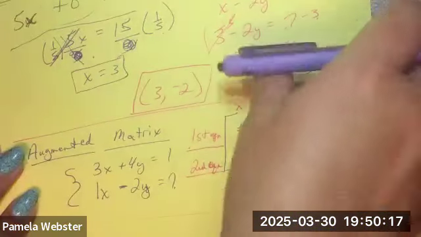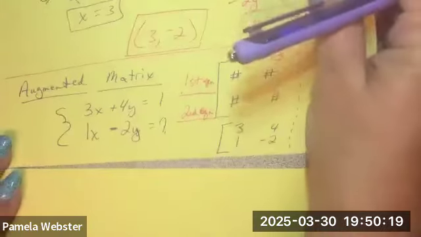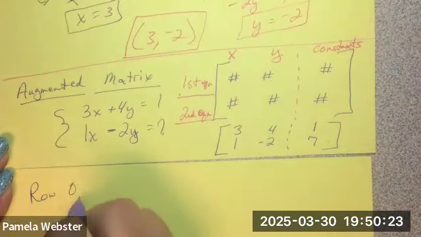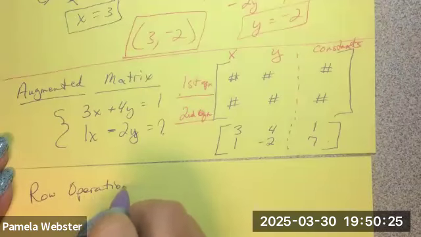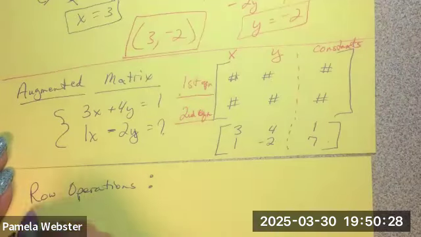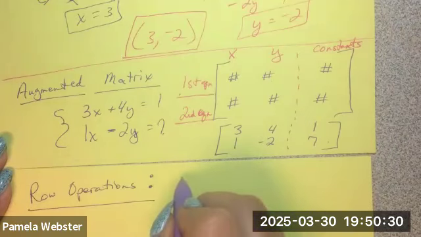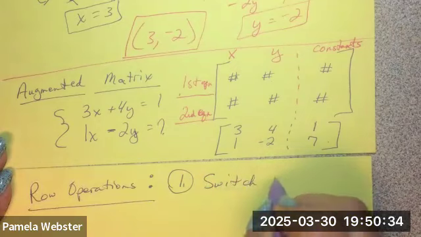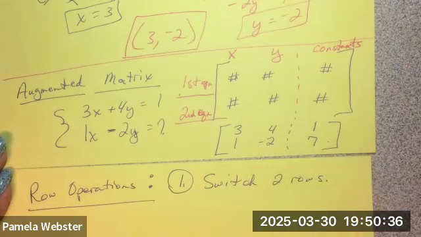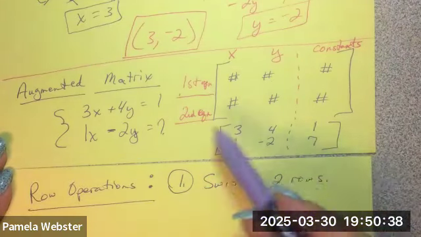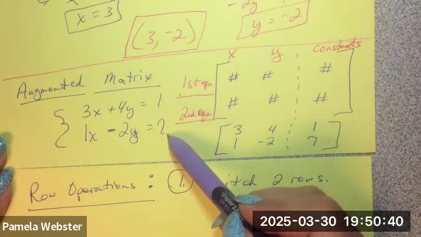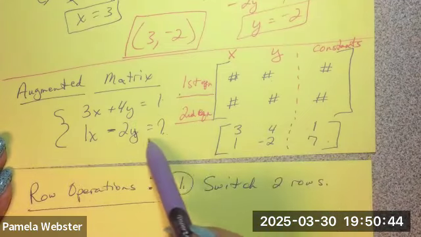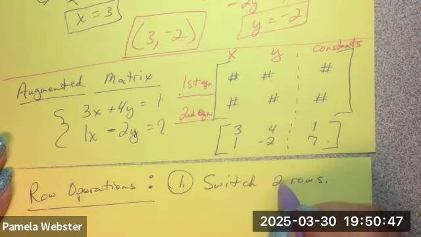We are going to have things that we call row operations. Okay, there are 3 basic row operations. 1, you can switch 2 rows. Well, we just talked about that. Does it matter if this equation's on the top or this equation's on the top? It doesn't matter, as long as you keep everything together. So I can switch 2 rows.